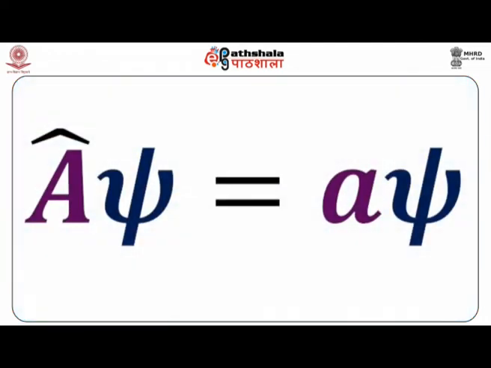Suppose that operator is A cap. Then we take that operator and operate it on the wave function. After the operation, if we get a constant small a times the wave function back, then this equation is called the eigenvalue equation.